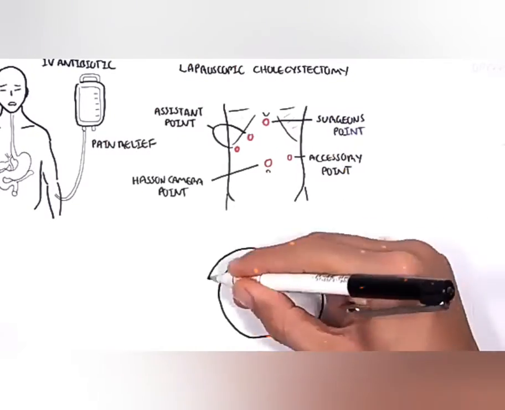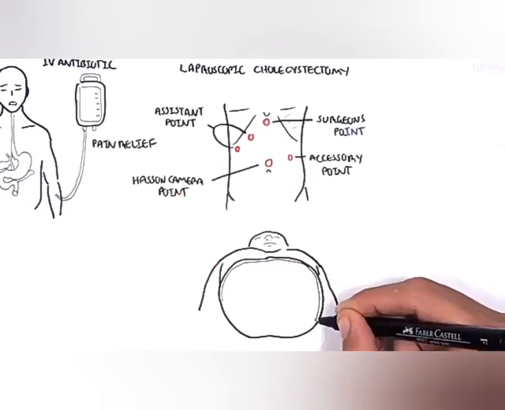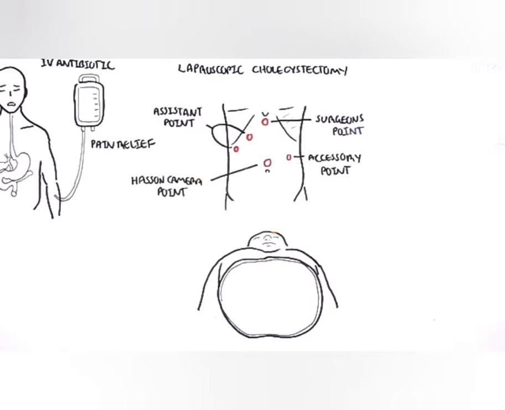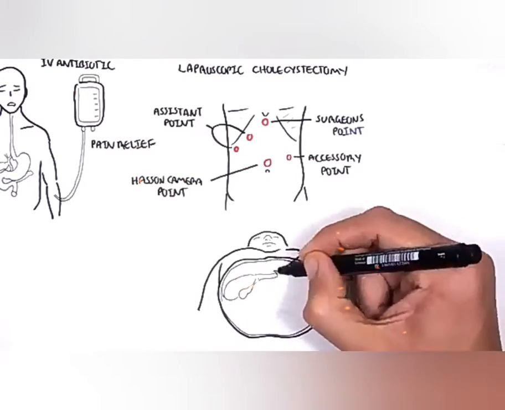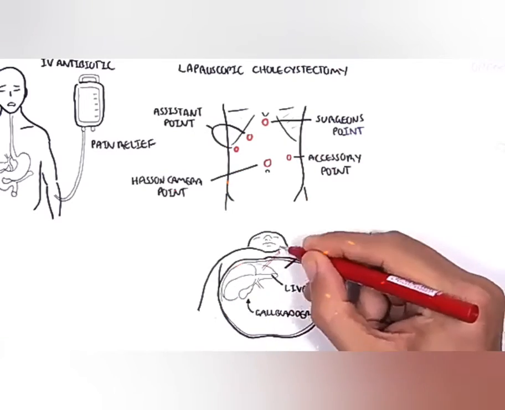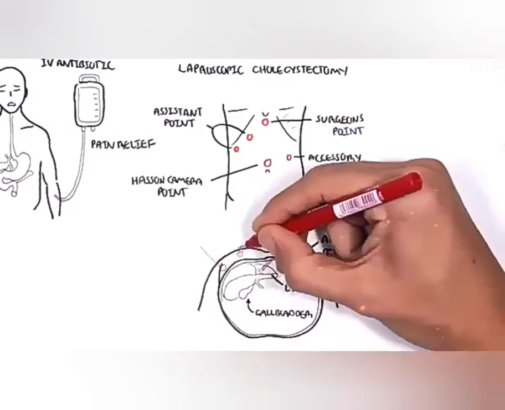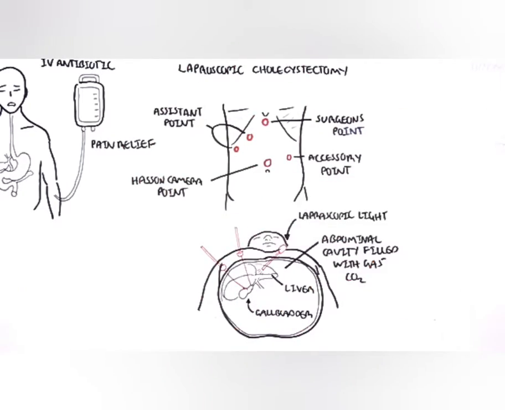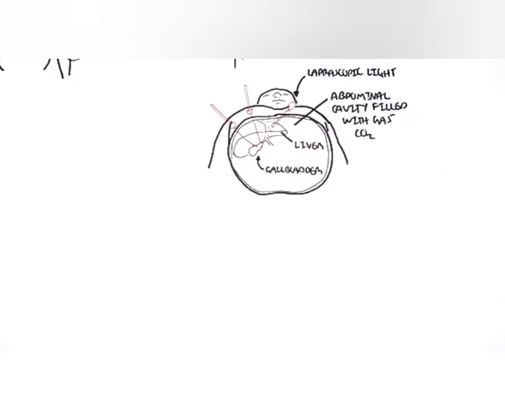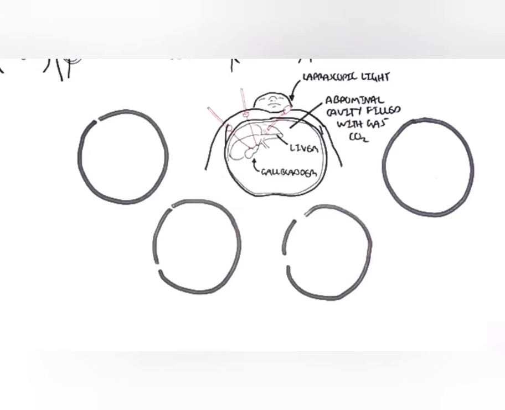Let us look inside the abdomen from an inferior view. The abdominal cavity is pumped with air, carbon dioxide, and this makes the surgeon's work easier as it creates space. So here is the liver and gallbladder. Here is the laparoscopic light that views the area from the Hassan camera point, and the two assistant ports as examples of how things are assessed in the area. So I'm not a surgeon, but this hopefully will give you an understanding of cholecystectomy in general.